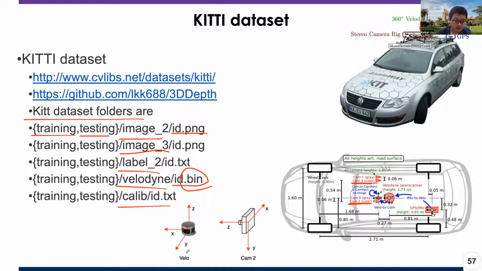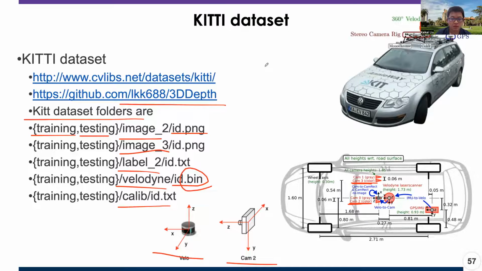In the KITTI dataset, the coordinates of the Velodyne and the camera are actually different. You need to apply some coordinate transformation for the LiDAR if you want to apply the LiDAR on top of the camera, or if you want to do some fusion of the LiDAR and the camera. So we actually have one open source GitHub project that has a very detailed tutorial of the KITTI dataset.